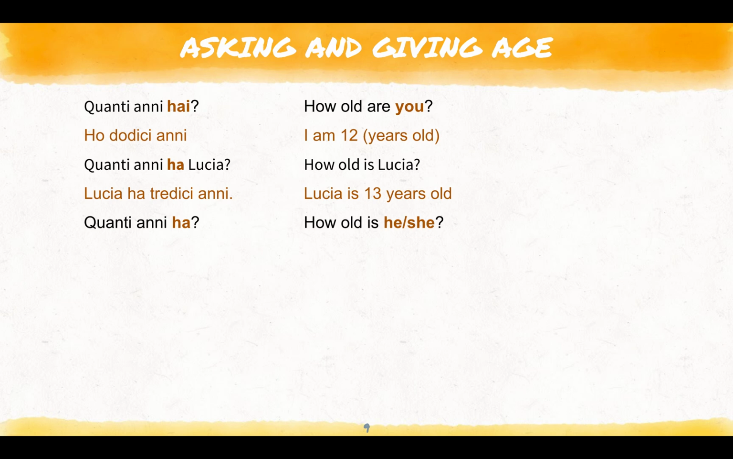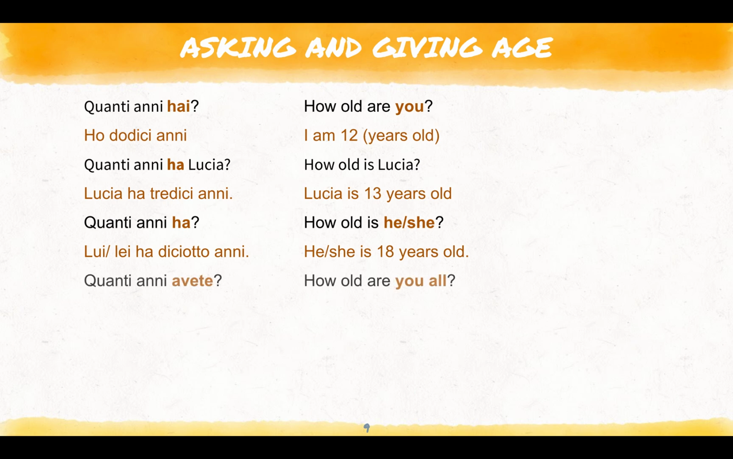Quanti anni ha? How old is he or she? Lui lei ha 18 anni. He or she is 18 years old, or literally they have 18 years. Not what we would say in English though, we would translate it as he or she is 18 years old.